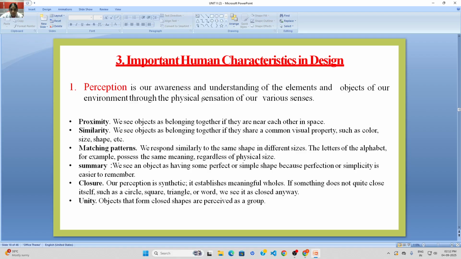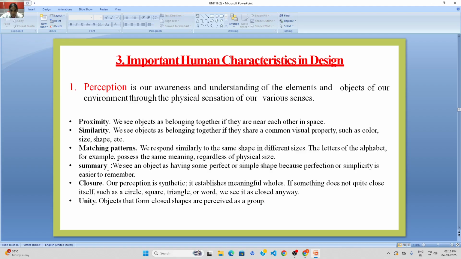Perception means our awareness and understanding of the elements and functions of our environment through the physical sensations of our various senses. That means perception is our awareness for understanding the elements and the objects through the various senses. The principles are proximity, similarity, matching pattern, simplicity, closure, and unity.